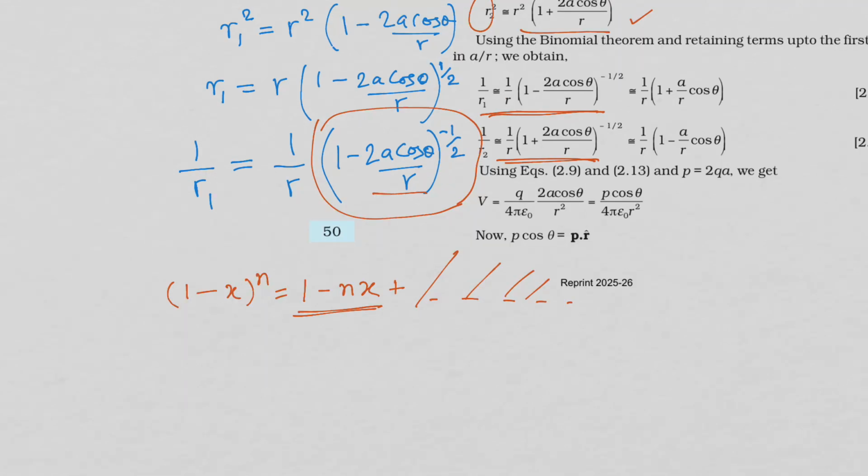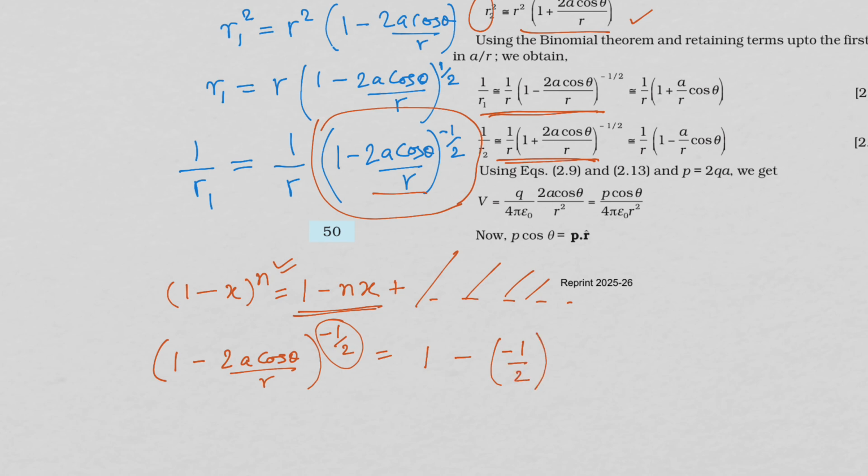So the same is happening here. If we do 1 minus, instead of x we write 2a cos theta by r, and the power is minus 1 by 2 instead of n, then the formula says it is 1 minus n. Our n is minus 1 by 2, so it will be minus 1 by 2, and then x, our x is this value 2a cos theta by r, so it will be 2a cos theta by r.